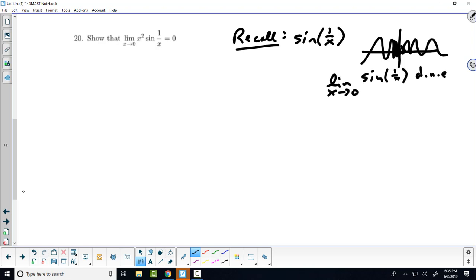And the reason why was because it was oscillating too rapidly. It was never approaching a fixed y value. The closer you got to 0, the more rapidly it jumped up and down. So it was never approaching a fixed y value. So you might think, I think it'd be a good guess to think that this limit doesn't exist either, because that sine of 1 over x is so erratic.